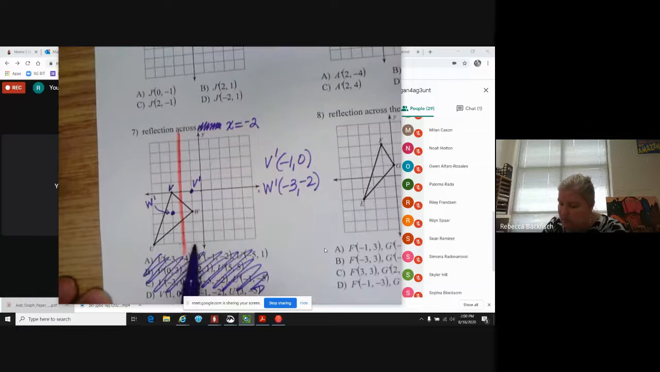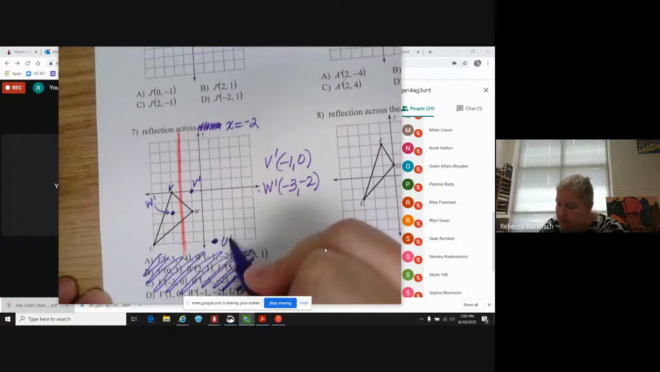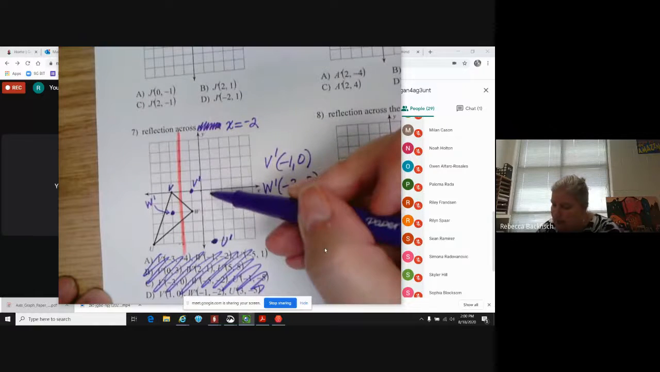And last but not least, U is over here 3 units to the left of the line. So U is going to move 3 units to the right of the line. And that puts U prime at (1, -5).